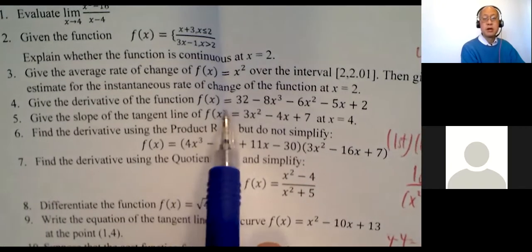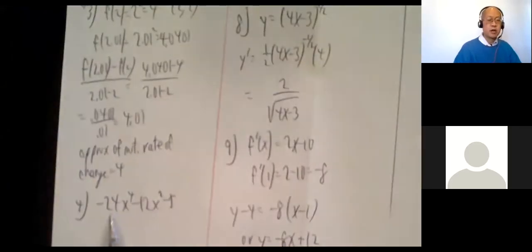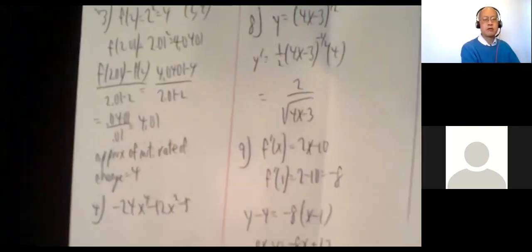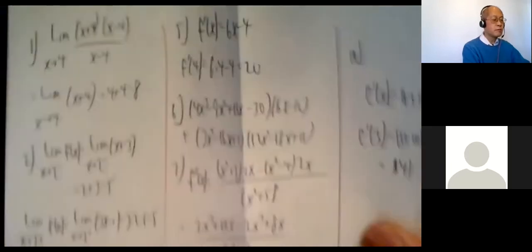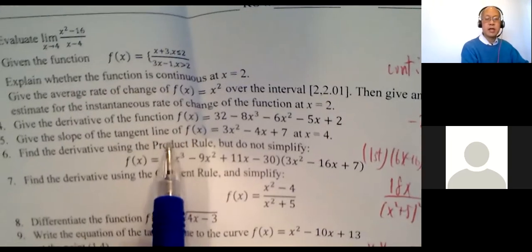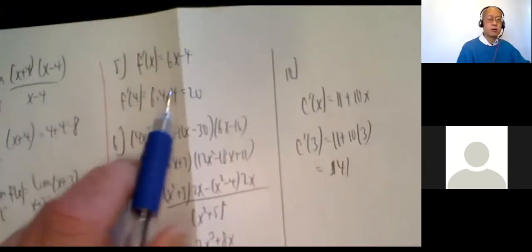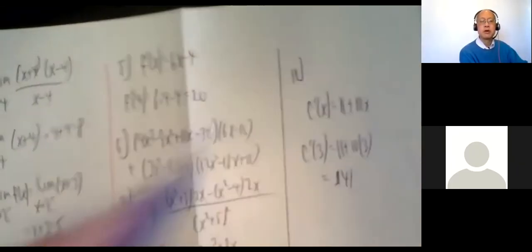So that's nothing. Negative 24x squared minus 12x minus 5. Negative 24x to the fourth minus 12x squared minus 5. Number 5, find the derivative at 4. The equation of the tangent line means derivative. The derivative is 6x minus 4 at x equals 4. So 6x minus 4, plug in 4, 20.